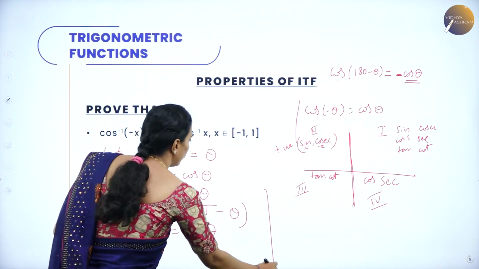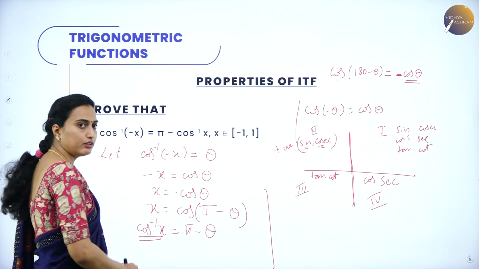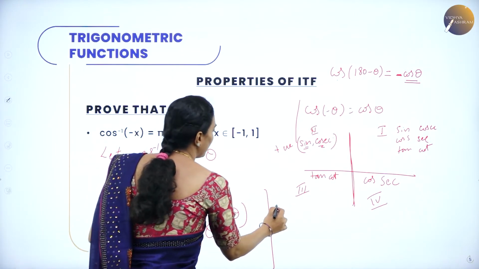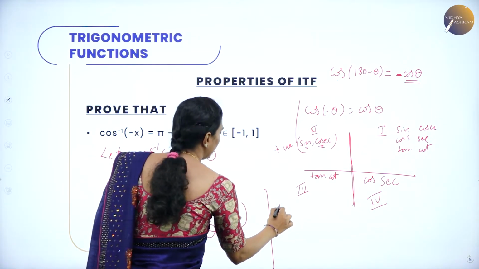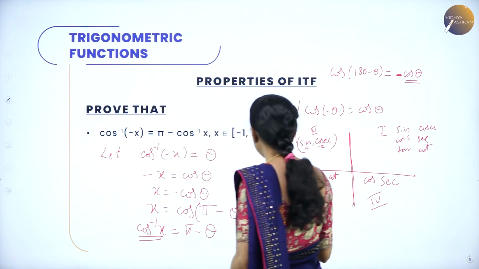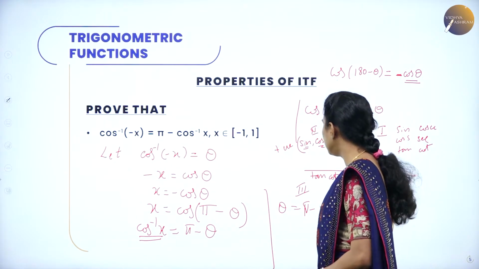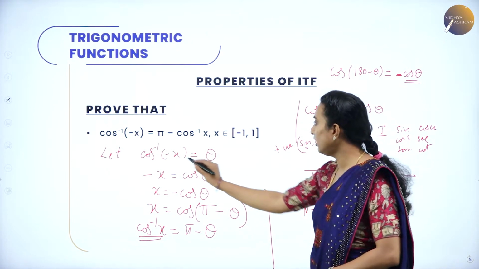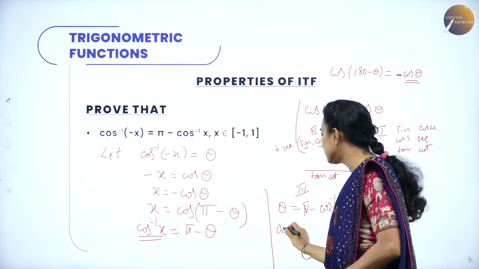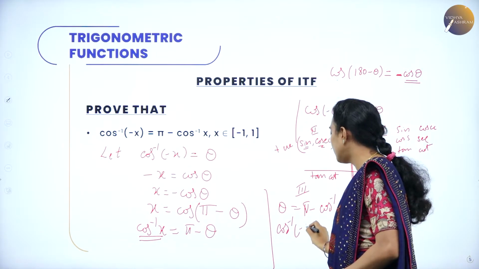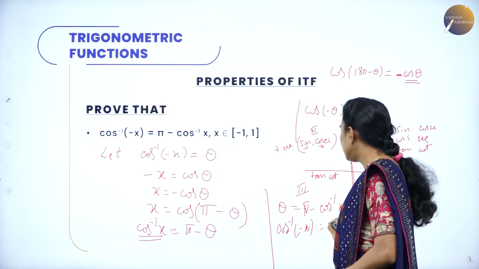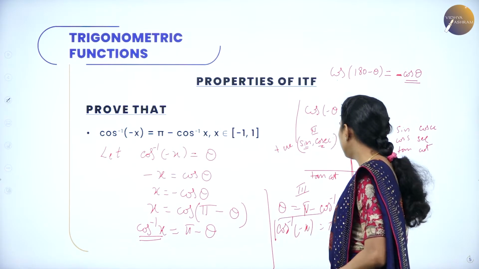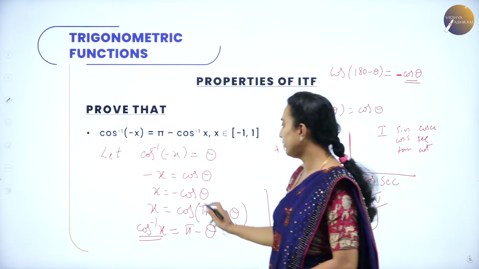So what I am going to do here, this theta will be brought to the left hand side, then cos inverse brought to the right hand side. What will it become? Theta is equal to pi minus cos inverse x. Correct? Otherwise, what is theta? We know that cos inverse of minus x will be equal to pi minus cos inverse x. This is your proof. Okay, this you have to learn.